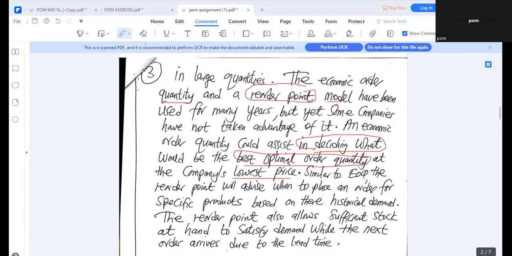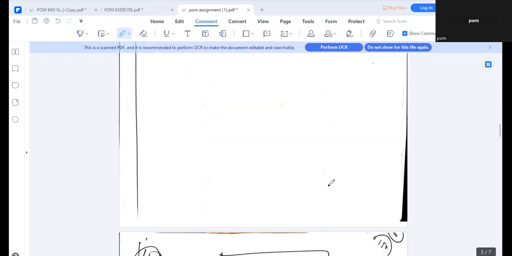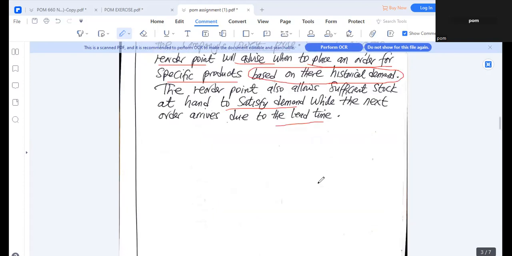Then similar to EOQ, the order point advises when to place an order for specific products based on historical demand. So this is about the significance of these two, the economic order quantity and the order point. The order point also allows sufficient stock at hand to satisfy demand while the next order arrives due to lead time. So this is about question 1 of this problem, which was on inventory management. All right, because we're supposed to go through this review of this assignment.